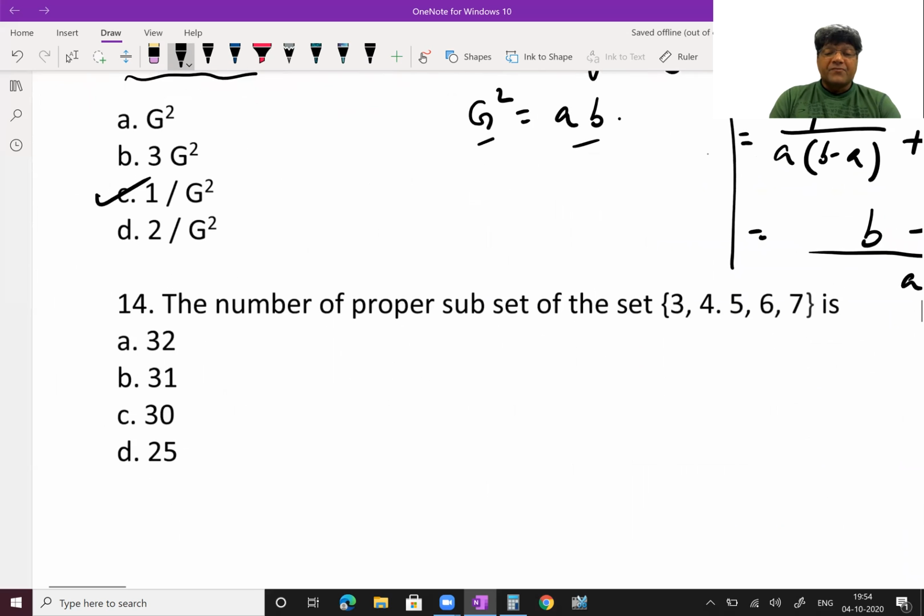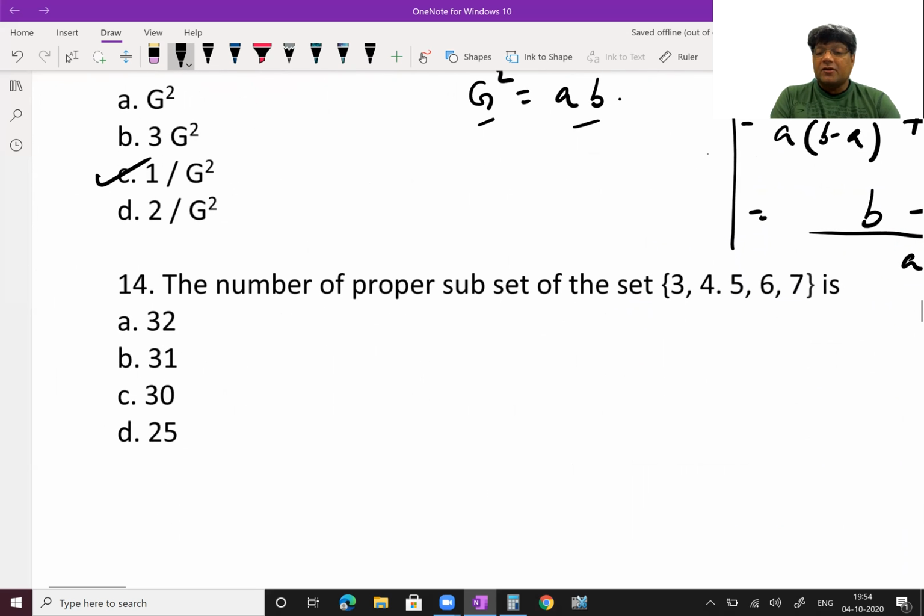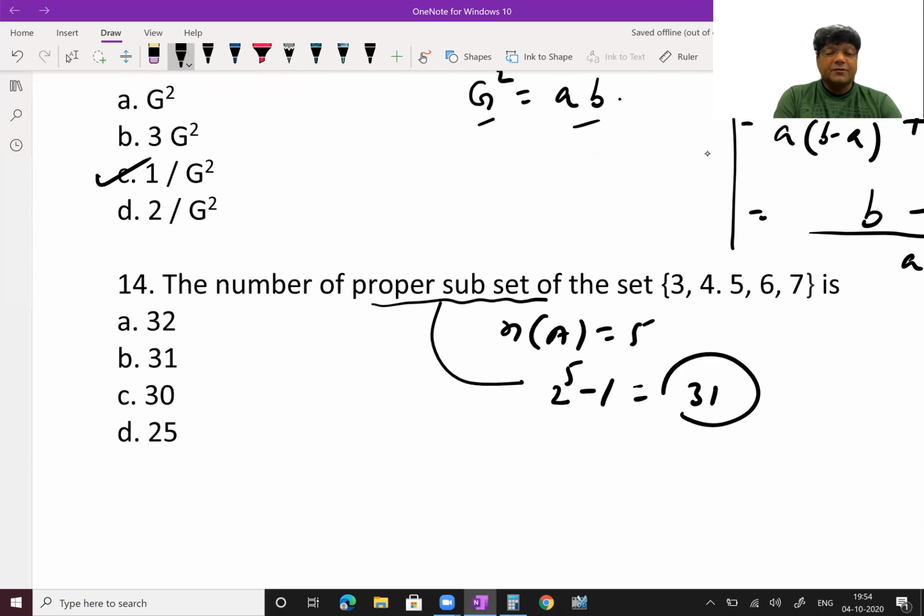Now, number of proper subsets. This is very easy, guys. I don't think I need to do much. 1, 2, 3, 4, 5. The cardinal number of this set is 5. So the number of proper subsets will be 2 to the power n minus 1, that is equal to 31. Your answer is B.